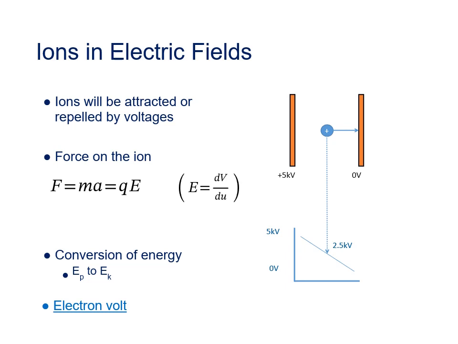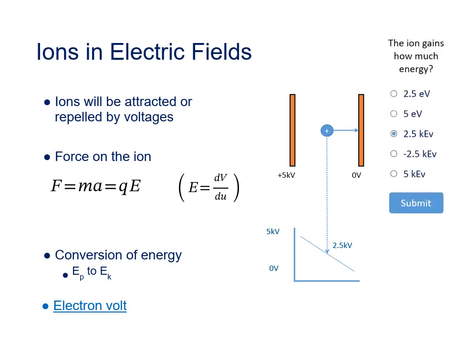Well, luckily there's an easy answer to this one. There's a unit of energy known as the electron volt. Click on this link to find out more. But briefly, an object with a charge of a single electron falling through a 1 volt potential difference will pick up 1 electron volt of energy. So, as this ion accelerates towards the ground plate, by the time it reaches the electrode, how much kinetic energy will it have?